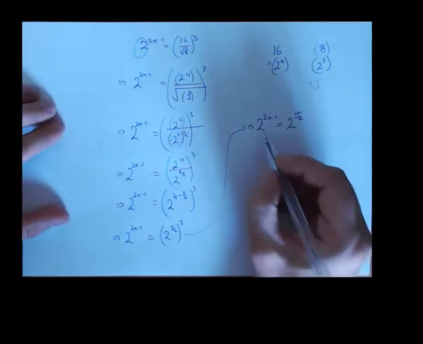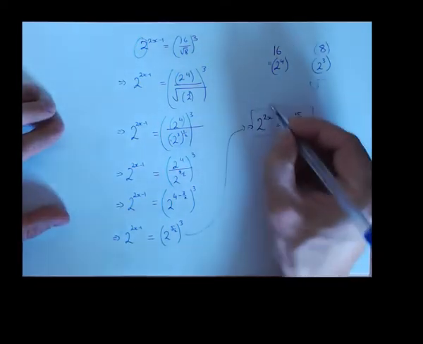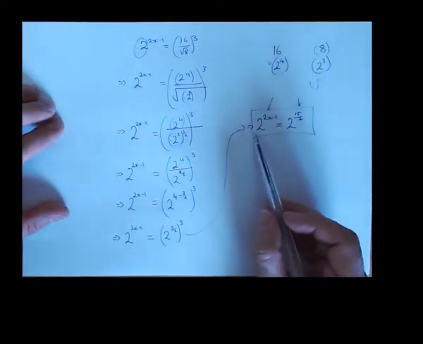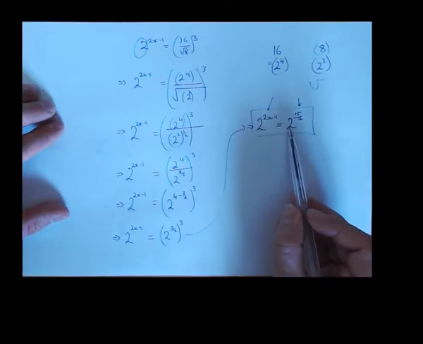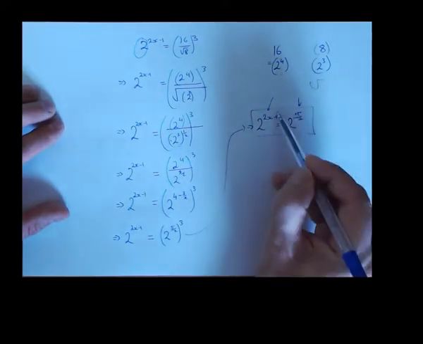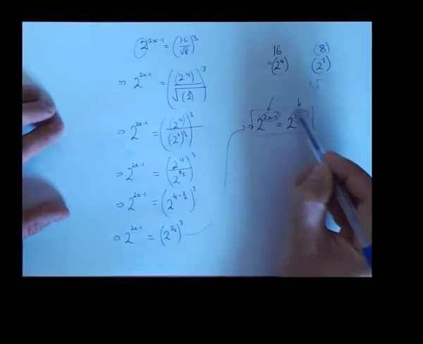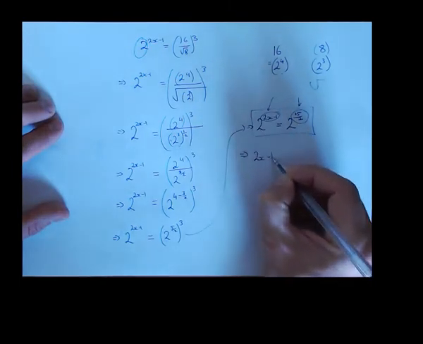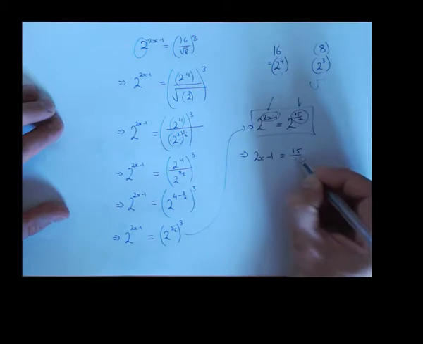Okay, now look at the left hand side and look on the right hand side. This is the left hand side, this is the right hand side, and compare them. We know that they're equal, we know that they have the same value. If these have the same value, then these must be the same thing. So we get our equation 2x minus 1 is equal to 15 over 2.